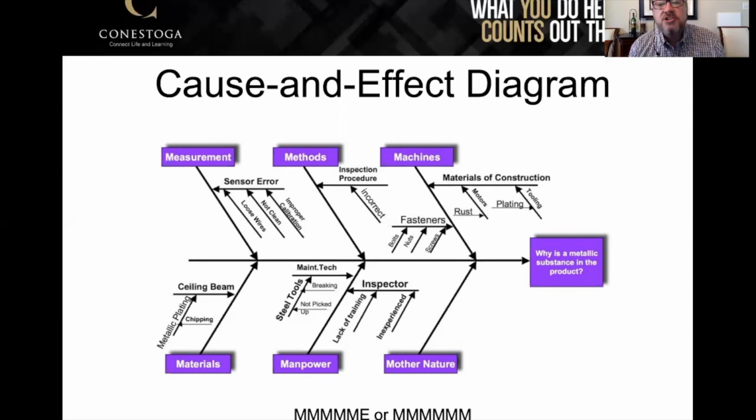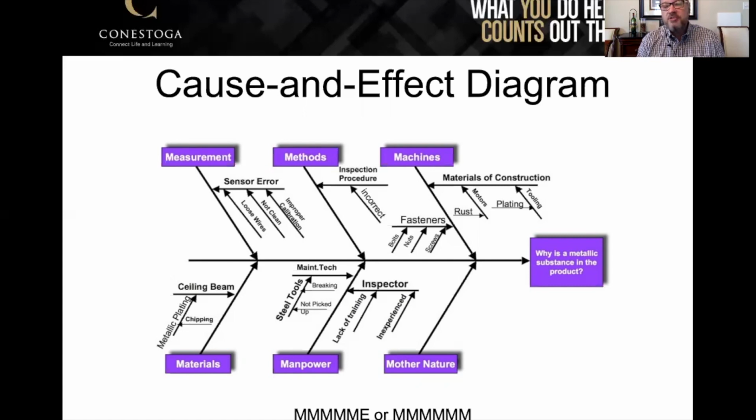So from a machine standpoint, it could be plating or rust coming off some of the things. It could have to do with fasteners. From a method standpoint, what might be causing it? Maybe there's an incorrect inspection procedure. For measurement, maybe there's a sensor issue. Materials, maybe there's issues with the materials, like in the facility itself, right? Maybe there's stuff coming off the ceiling beam that's getting into it. Maybe there's something with the way people are doing their jobs.